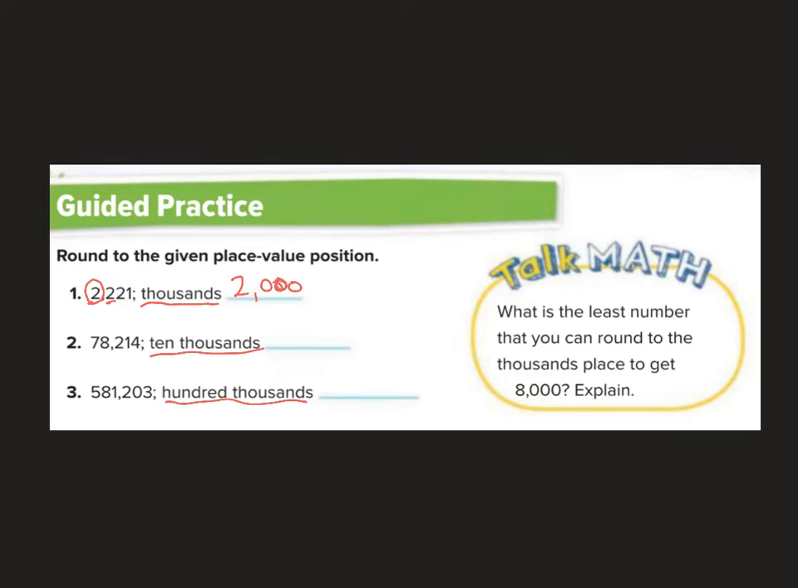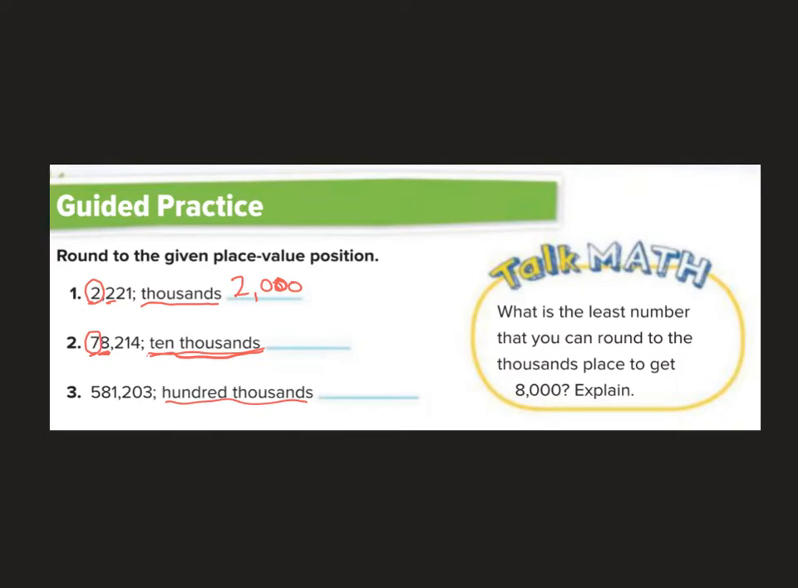Okay, next one, we're rounding to the 10,000s place. So again, ones, tens, hundreds, thousands, 10,000s. Now we're underlining that 8. So that 8 is what we're going to be looking at to see what I need to round to.